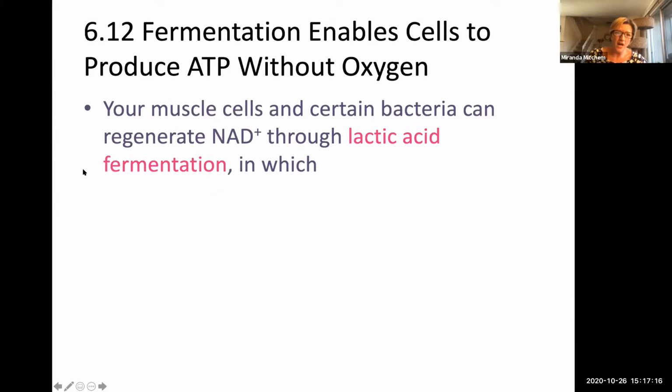So our body does this through what is called lactic acid fermentation. There are many different fermentation pathways. We use lactic acid fermentation. Bacteria and yeast can use alcohol fermentation or ethanol fermentation. So the products are slightly different, but the process is the same. Importantly, the NADH is oxidized back to NAD+, which means it can be used again to process another molecule of glucose.